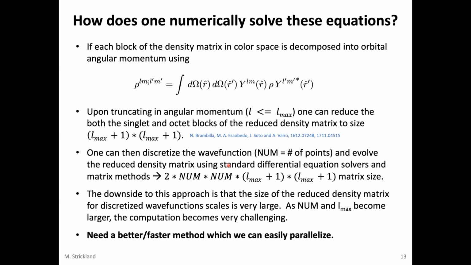But if you do the counting in this case, what you find out is that to solve this problem, you have to evolve matrices that can be quite large. And in our case, for the simulations, this number here can be thousands. So that's the downside of this approach. Although it's nice that you can reduce it down to finite matrices and then evolve the full density matrix, the computational side of it becomes very difficult. It's not straightforward to parallelize such an algorithm.